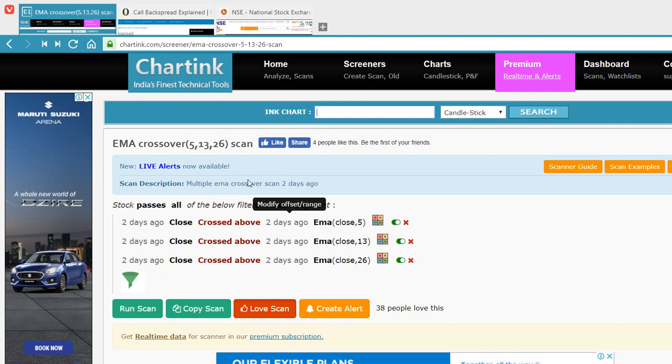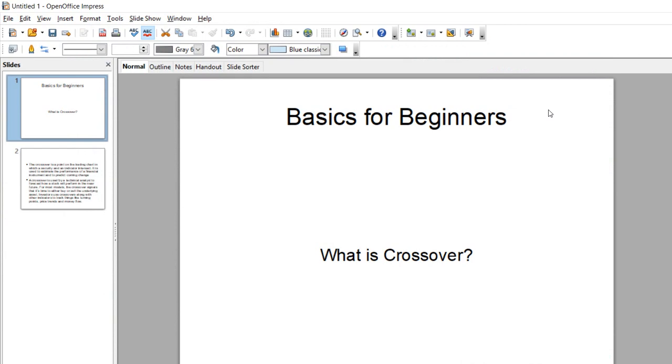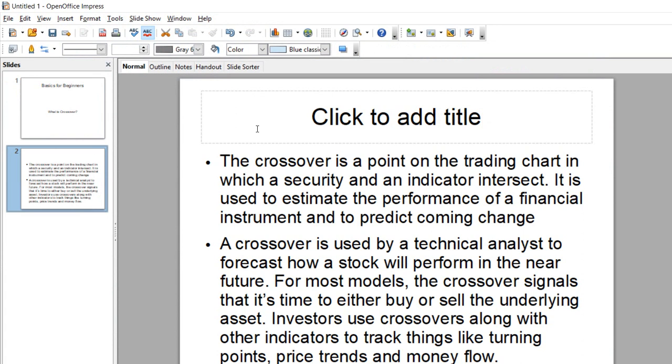So let's begin today's session. What exactly is a crossover? A crossover is basically a point on the trading chart in which a security or an indicator intersects.